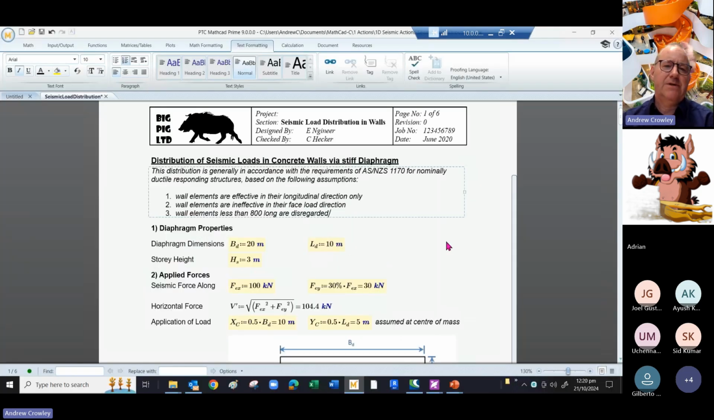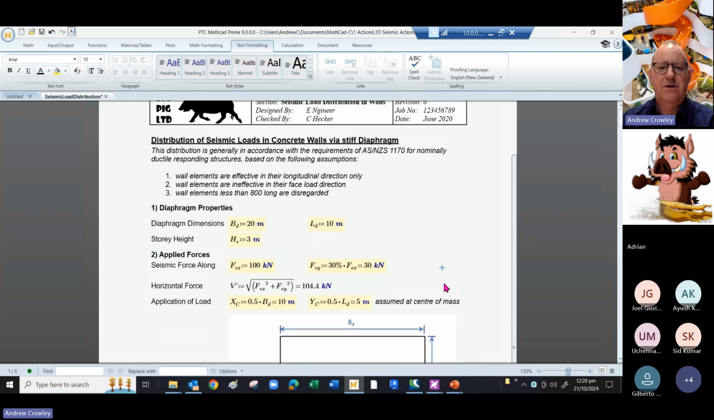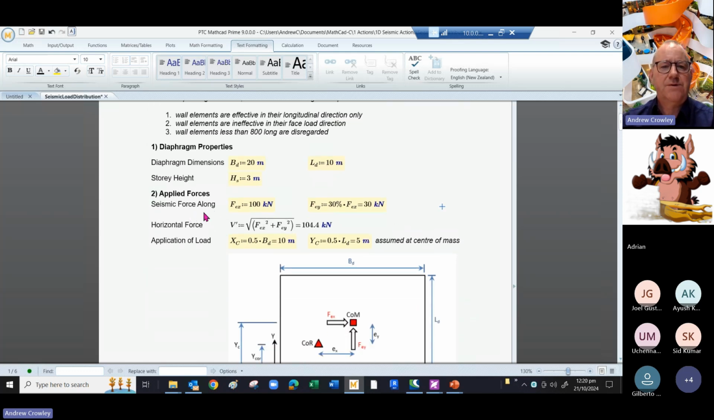Okay, so I'm going to do it twice, once for the engineers and once for the Mathcad geeks. So here is the Mathcad for the distribution of seismic loads via a stiff diaphragm into our concrete shear walls. So we set out the diaphragm dimensions, so width and length, 20 meters and 10 meters, and we have our story height set as 3 meters. We apply our seismic force in one direction, so in the X direction it's 100 kilonewtons, and then we can take 30% of that and apply that in the Y direction.